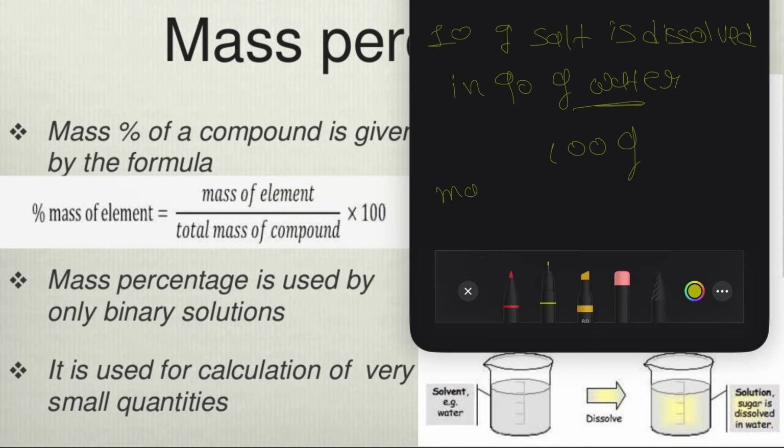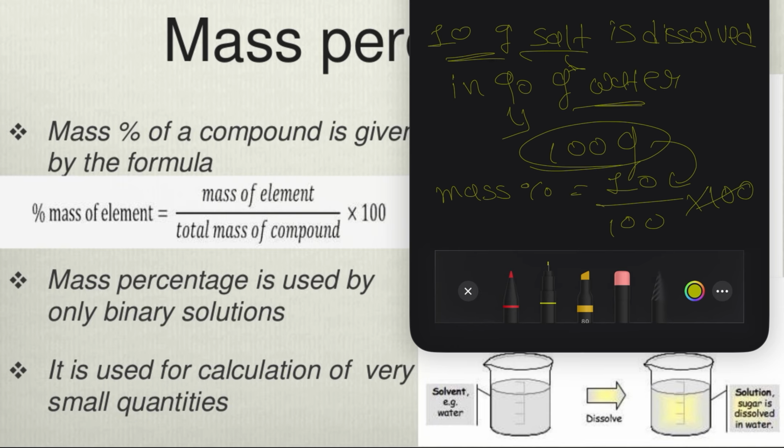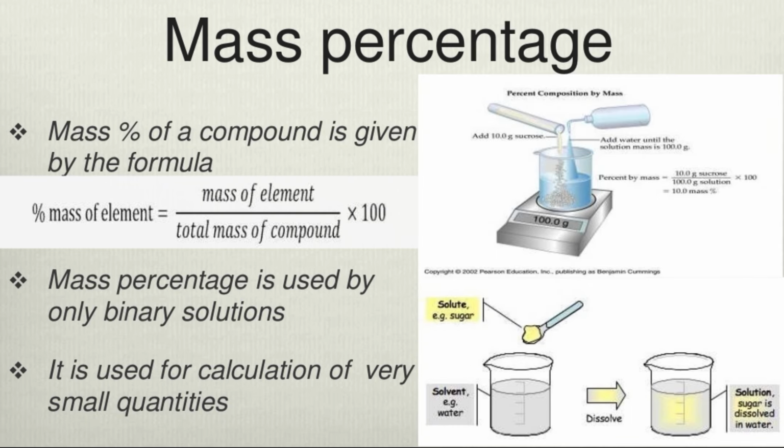How do we measure the mass percentage? The solute is 10 gram, and the total mass of solution is 100, because 90 plus 10, salt plus water, gives the solution, then multiplied by 100. So the mass percentage is 10%. That's very easy for you.